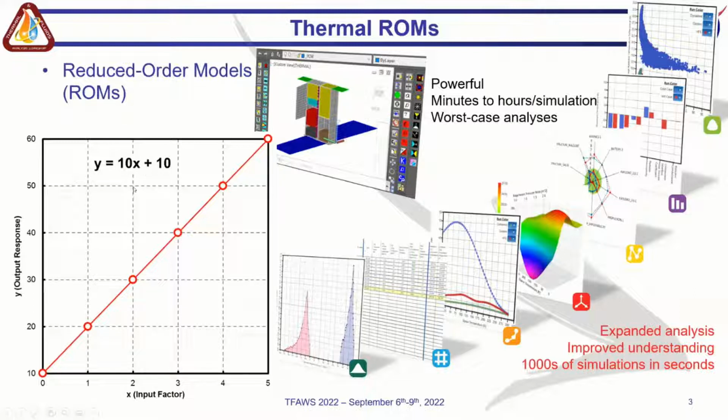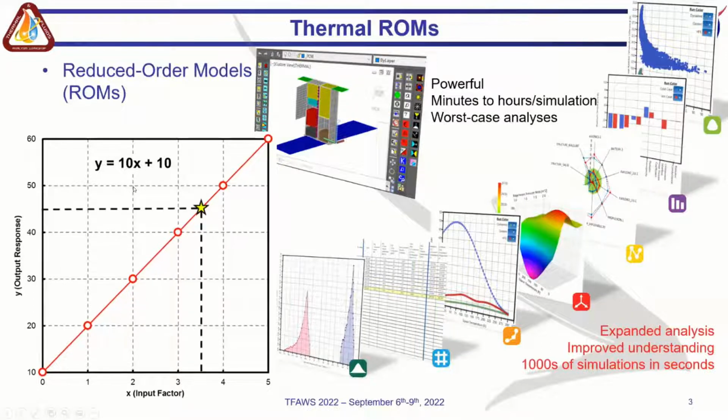Let's say sometime later, someone comes up to you and asks, what's the temperature if my heat load is at 3.5 watts? We haven't sampled that before, and we certainly could go back and run our Thermal Desktop model to get that result. But something that's going to be faster is to use this model that we've already developed. Put in 3.5 for x, out comes 45 for y. And that's essentially what we're doing with this approach.